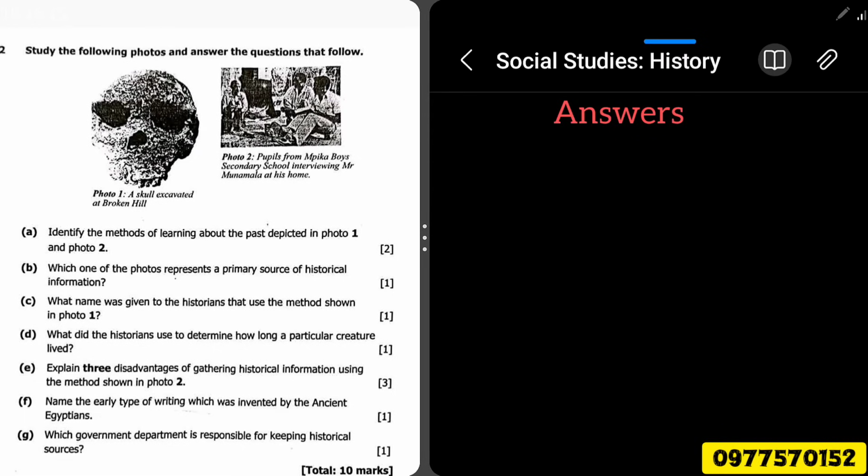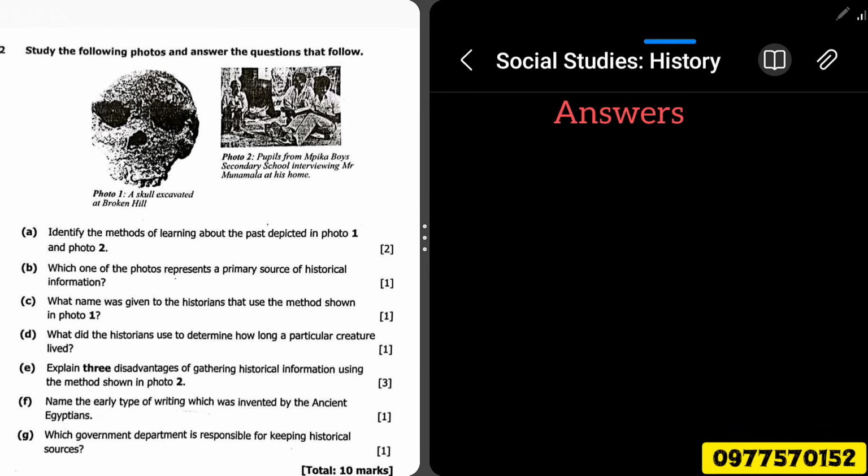So this video will only answer social studies questions, particularly history questions of section B. This question reads: study the following photos and answer the questions that follow. There is photo 1 and photo 2. On photo 1, there is a skull excavated at Broken Hill. Photo 2 shows pupils from Mpika Boys Secondary School interviewing Mr. Munamala at his home.